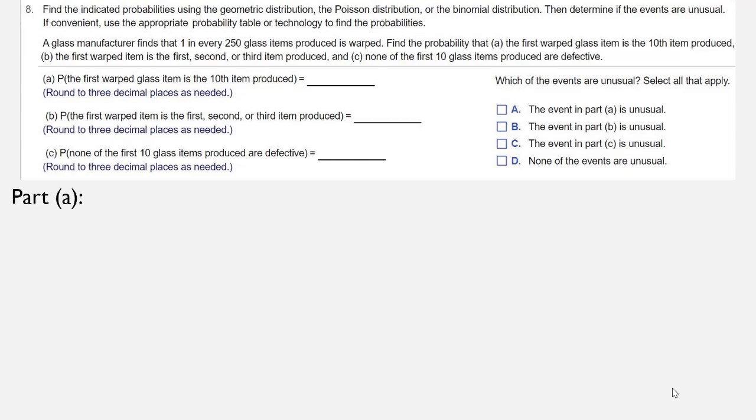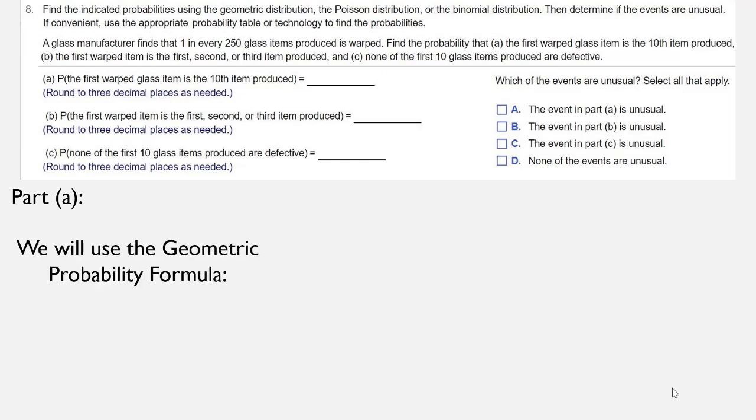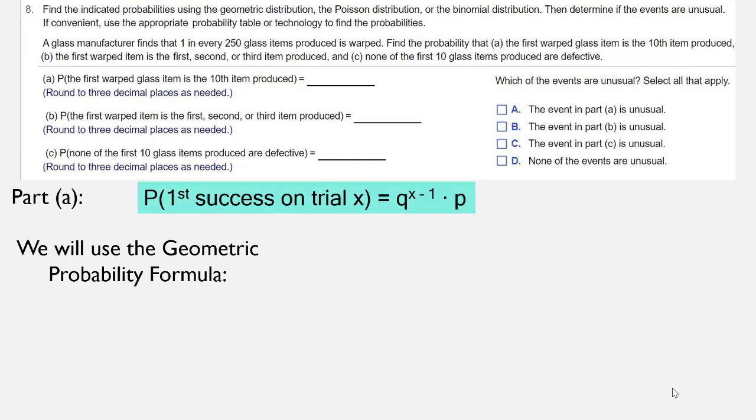The first thing we need to do is decide what kind of distribution this is. We're looking at the probability of finding the first occurrence of something, in this case, the first warped item. When we're looking for the first occurrence, that means it's geometric. So we're going to be using the geometric probability formula. And that formula is the probability of first success on trial x, given by q, which is the probability of failure, to the x minus 1 power, times p.